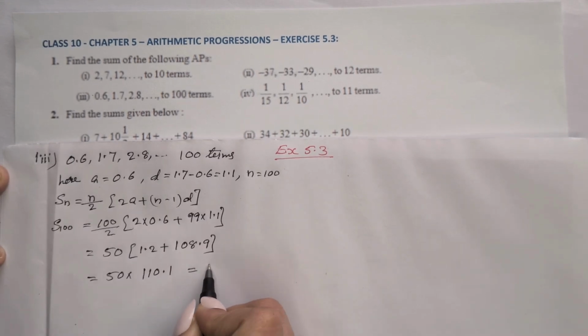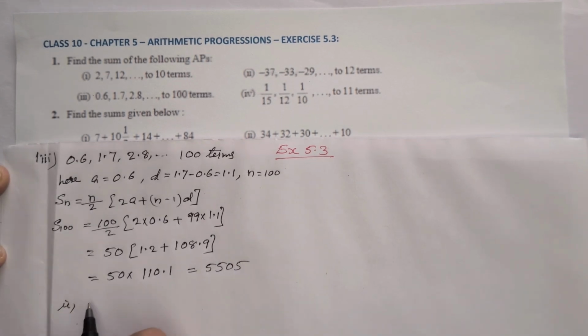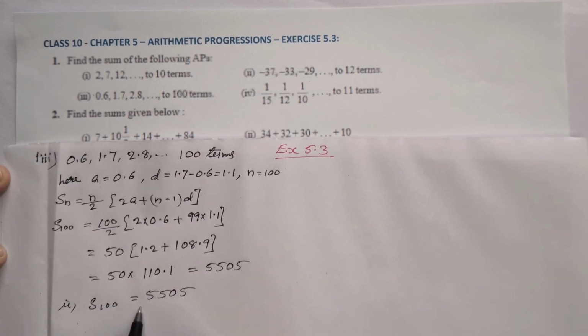That is equal to 5505. So we can write S100 is equal to 5505.